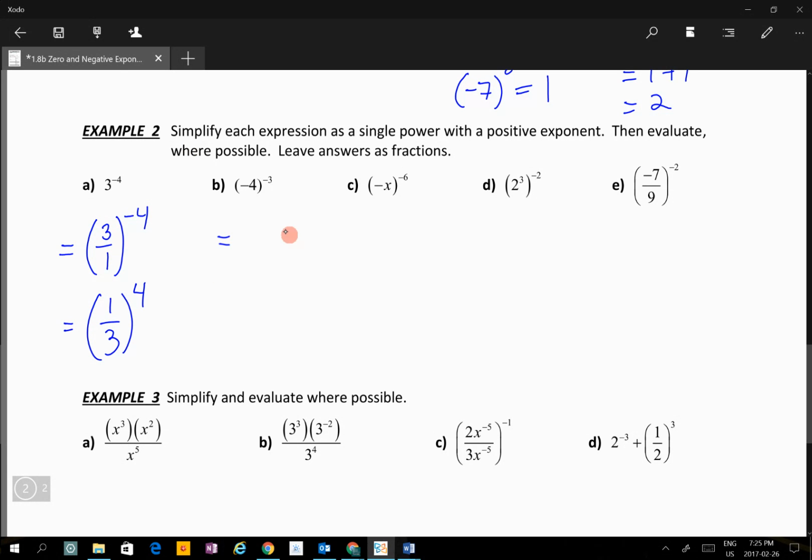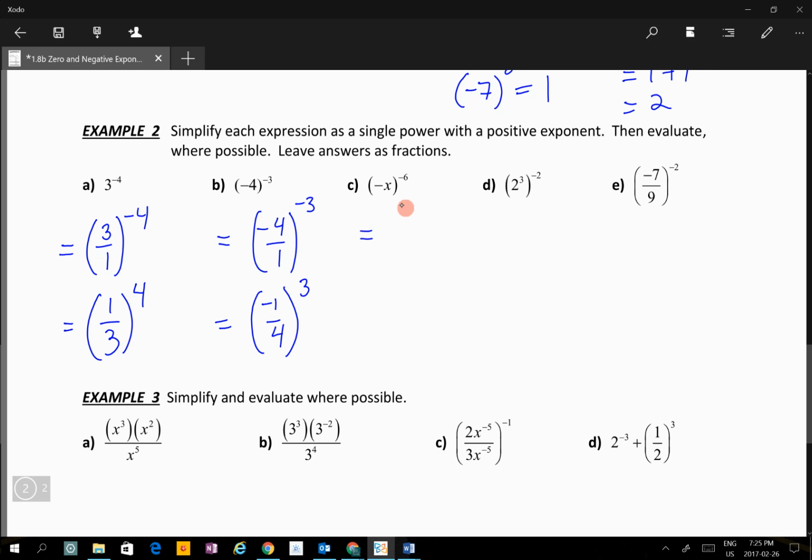Next one, negative 4 can be written as a fraction, so negative 4 over 1, put some brackets around it, again raised to the power of negative 3. The idea here is proper mathematical form. I don't want to express my powers with negative exponents. You must express them as positive exponents. So you flip the base, 1 over 4. Keep the negative sign. You don't want to change the sign of the base, but I can change the sign of the exponent. So negative 3 becomes positive 3.